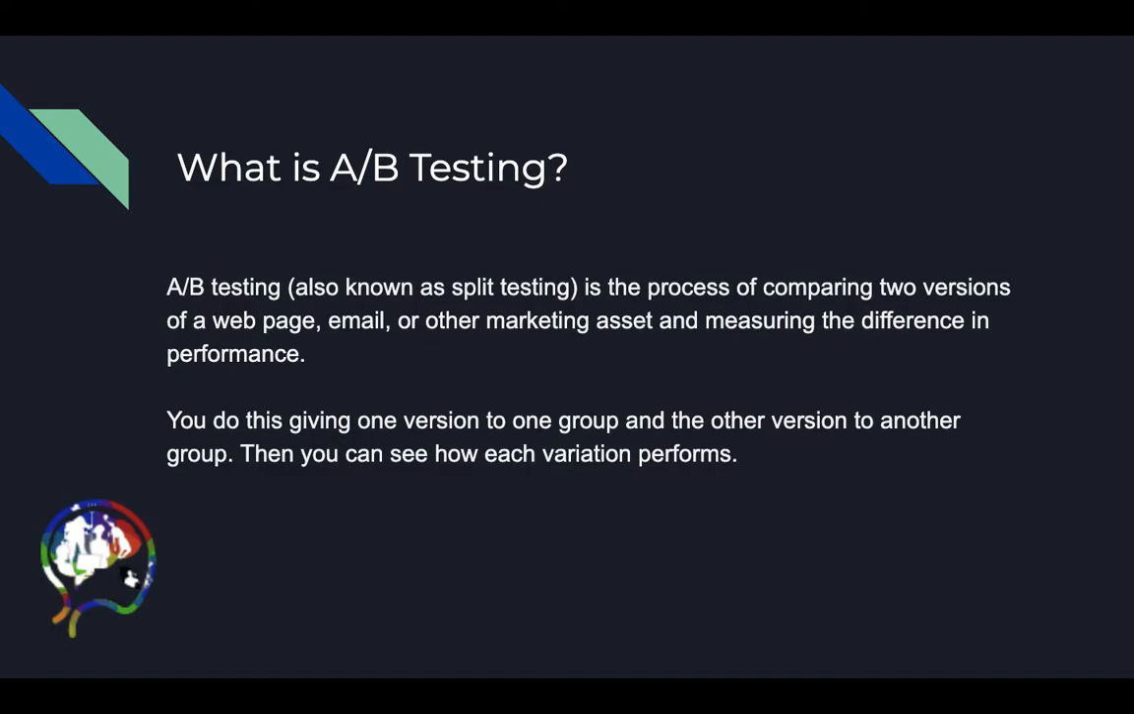By the way, A/B testing is not a short form or anything. It is just the alphabets A and B. Basically we have one group which is called A and another group called B, and we have both of them, and then we compare the two versions. So this is all about comparisons.